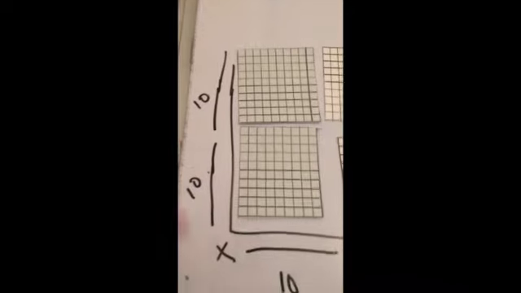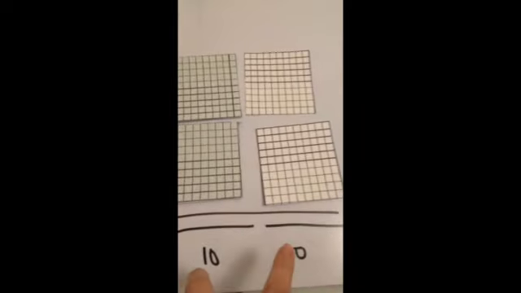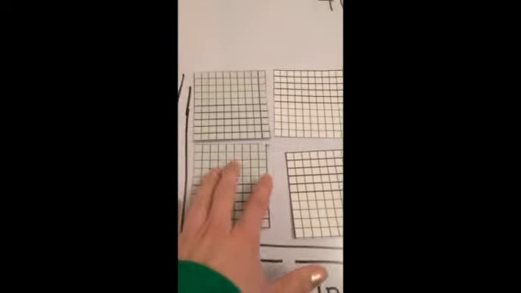10 and 10 make 20, times 10 and 10 make 20. Now 10 times 10, 100. Do that 4 times. We got ourselves an estimate and a place to start.